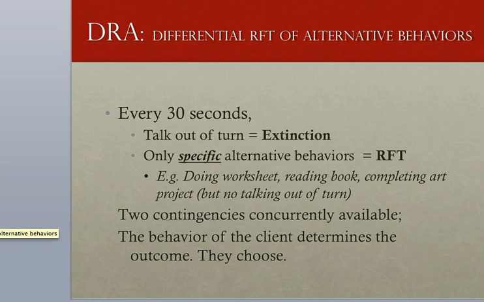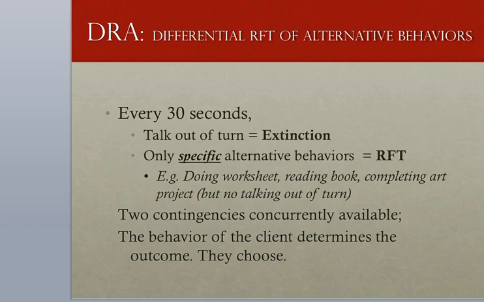So an example would be talking out of turn. Let's say I watch every 30 seconds, and if you talk out of turn, that behavior is put on extinction, and no reinforcer is delivered after 30 seconds. Only alternative behaviors, which have been specified, will lead to reinforcement, like doing a worksheet or reading a book or completing an art project. But whatever it is, there's no talking out of turn.